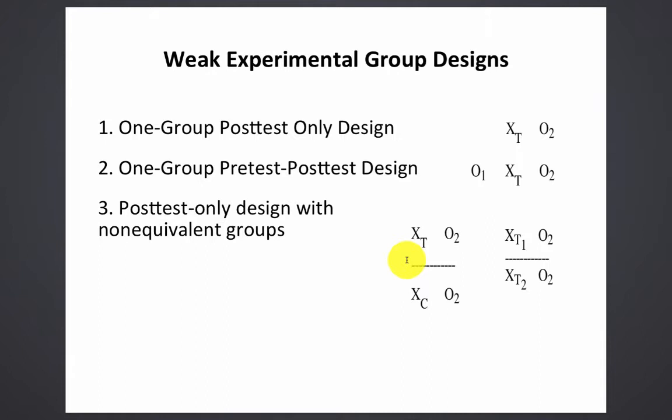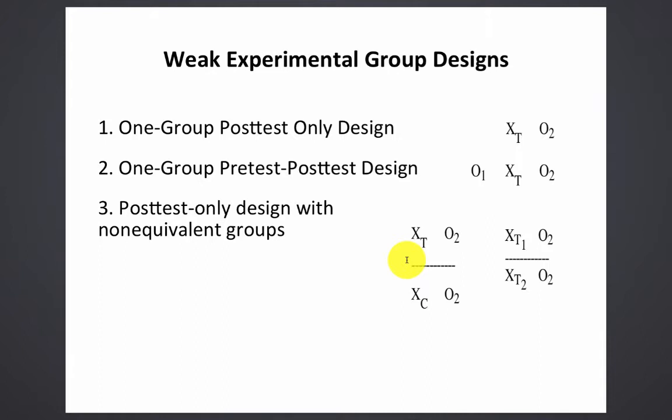So the first type of weak experimental design is the one group post-test only design. And essentially, you have a group of people, you treat them, and then you measure them. Obviously, without having a pre-test baseline, we don't really have any basis for saying there's been an improvement. We don't have any comparator to say that people who didn't experience the treatment showed less improvement. And so this is a very weak design in terms of saying that the treatment is causing anything.